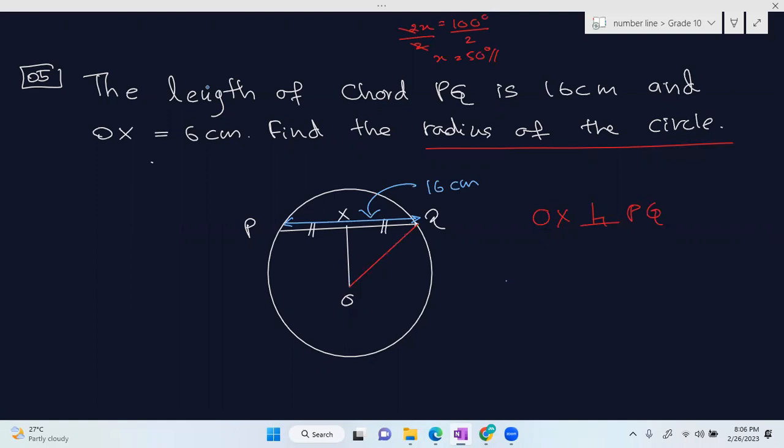That means XQ equals what? XQ equals 8 centimeters. Now we know that OX and XQ are perpendicular to each other because of the given information. They have also given OX is equal to 6 centimeters. Then what can we do to find the radius? Radius means OQ, no? Pythagoras theorem. Yes, by Pythagoras theorem, we can apply it.